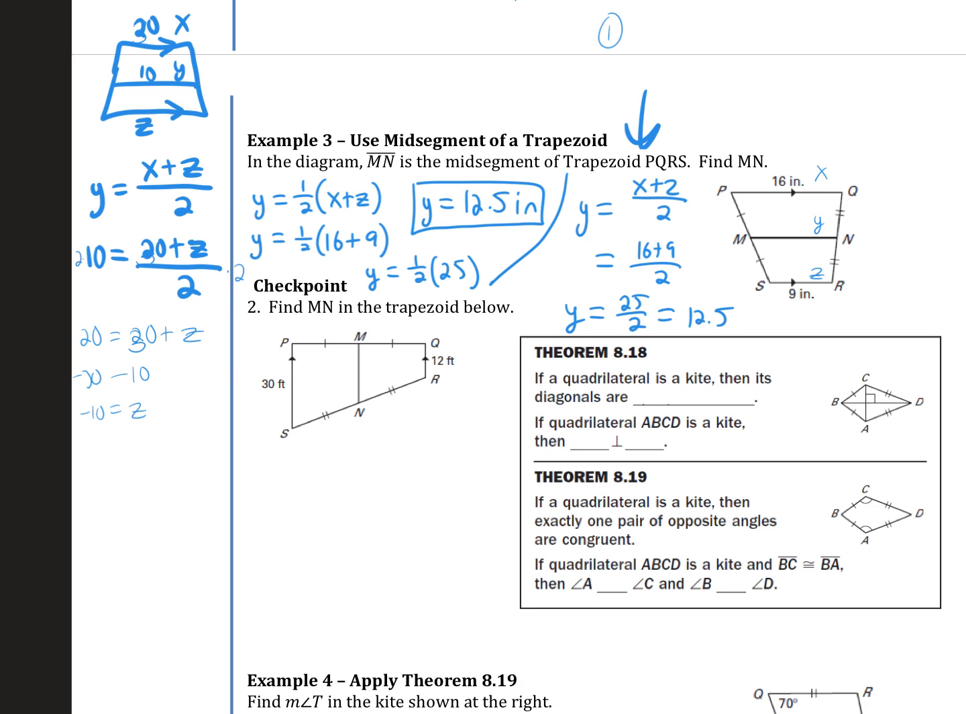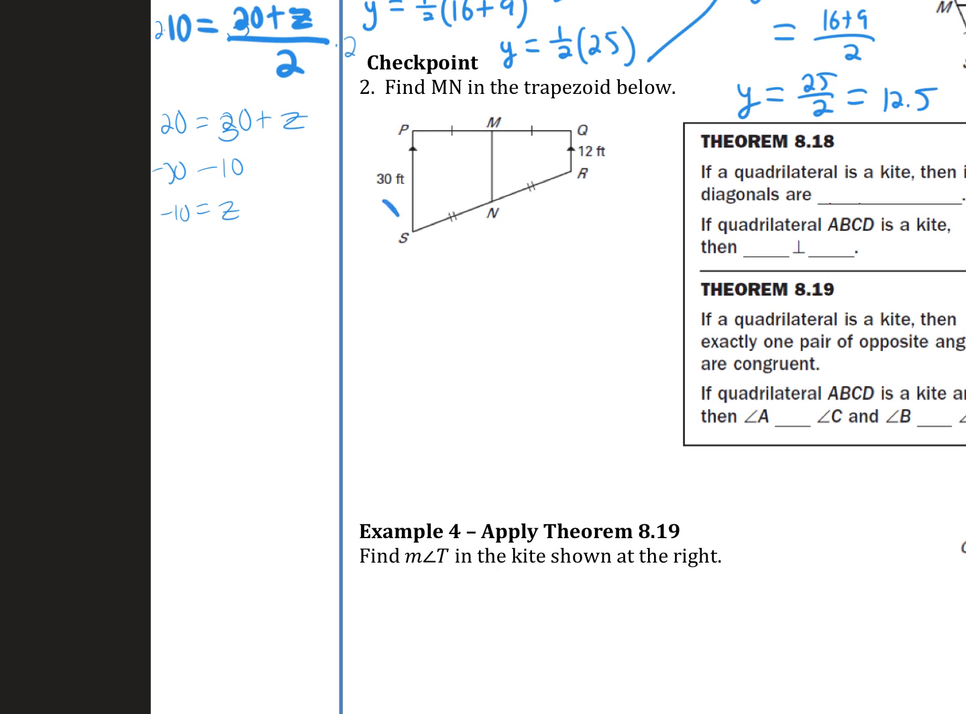Go ahead. All right, let's label our things here. We have x, y, and z. We're looking for y in this case. So y equals x plus z over 2, so it's going to be 30 plus 12 over 2. And 30 plus 12 over 2 is 42 over 2. So that equals 21.